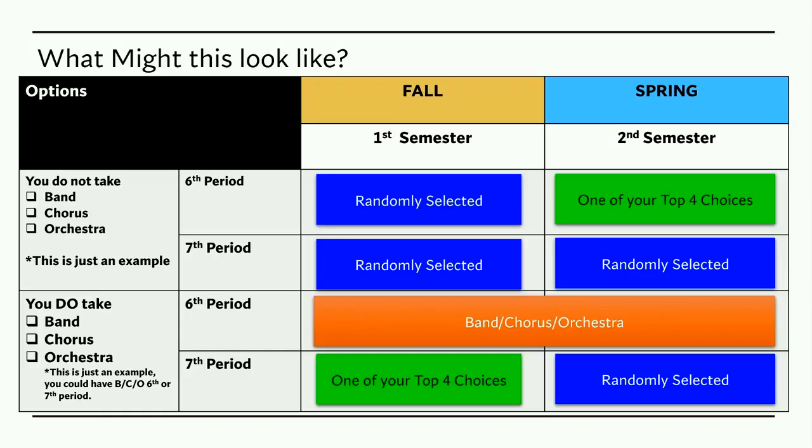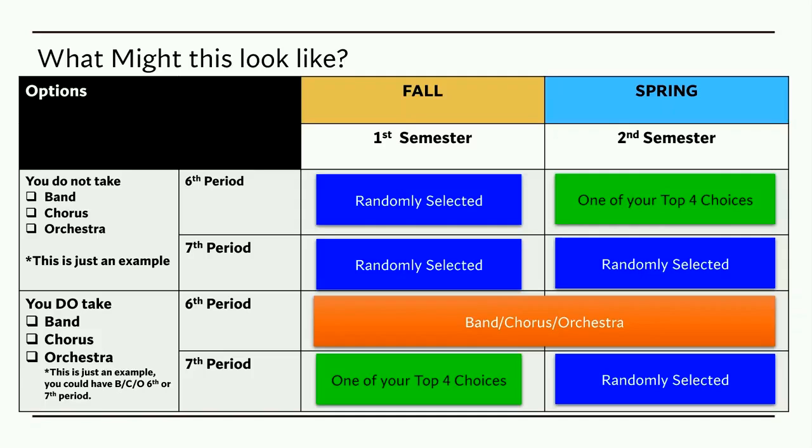So what might the schedule look like? For 8th grade, your Connections periods are 6th and 7th period. So you may have 4 0.5 or semester-long classes. 3 of those might be randomly selected, and 1 of those would be one of your top 4 choices. If you are taking band, chorus, or orchestra, you would have your band, chorus, or orchestra for a year long. Again, you're receiving 1 high school credit for that.